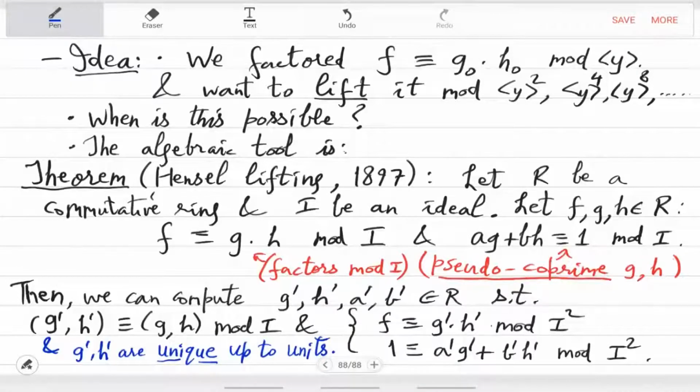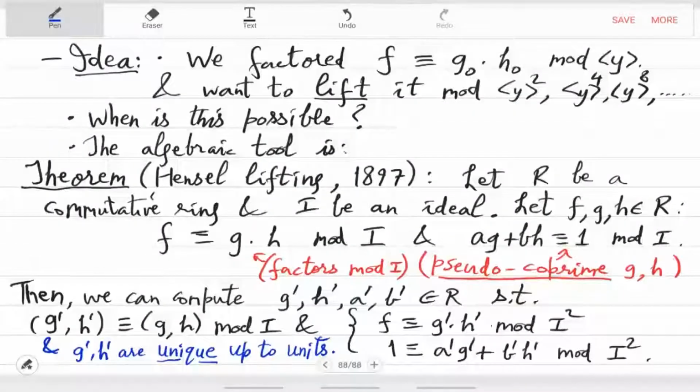Any questions about the statement? Proof will be equally long. Sorry? Degree of A and B? Yeah, so you are jumping ahead. What is the meaning of degree in a ring R? It has no meaning. We are first proving a general statement. Hensel lifting in the most general form is this. So if the statement is clear, then let us move to the proof of this.